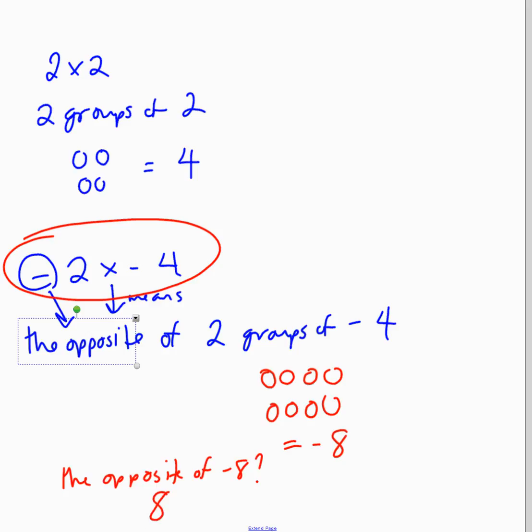And I get 8. So a negative times a negative will result in a positive. Now the interesting thing is, what if I had 3 negatives? What if I had something like negative 2 times negative 3 times negative 4? This one is quite complicated. So let's look at this first.